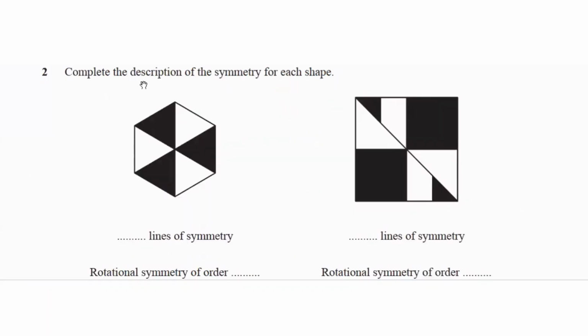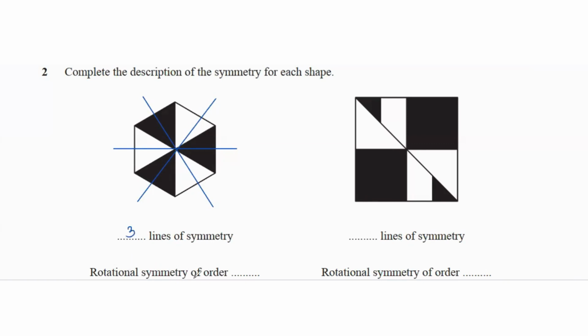Question 2 says complete the description of the symmetry for each shape. If you look at the first shape, we have 3 black triangles and 3 white triangles, which means if we draw lines of symmetry, this is 1, this is 2, and this is 3, which means we have 3 lines of symmetry.